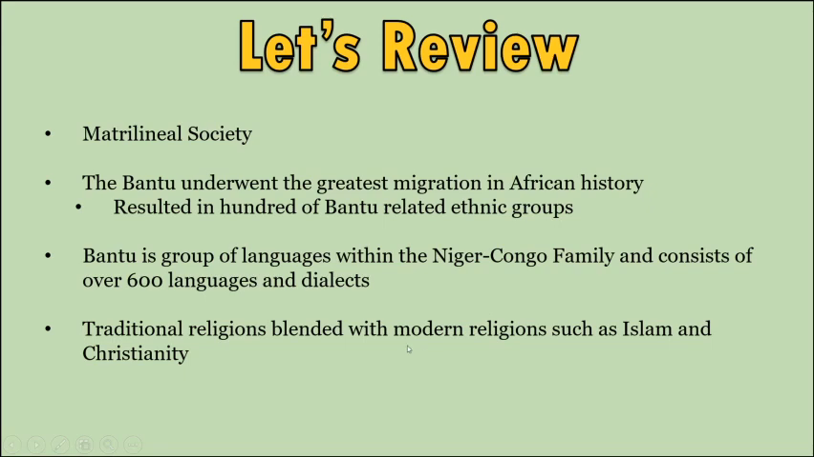This was the greatest migration in African history, resulting in hundreds of Bantu-related ethnic groups. Bantu is a group of languages within the Niger-Congo family, and it has over 600 languages and dialects within that family. There are traditional religions blended with modern religions, especially Islam and Christianity.